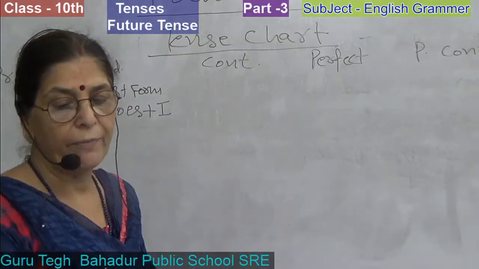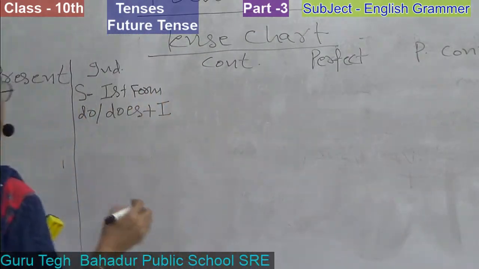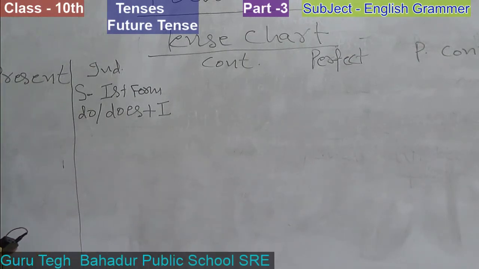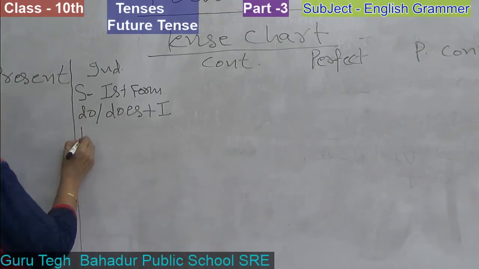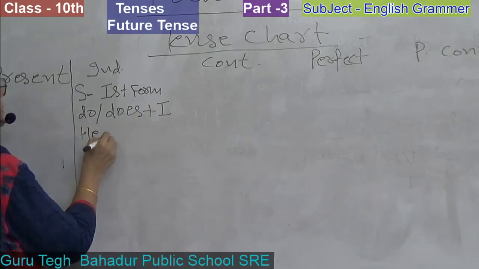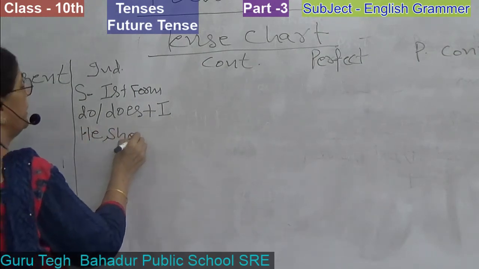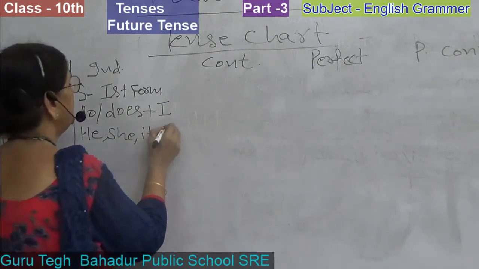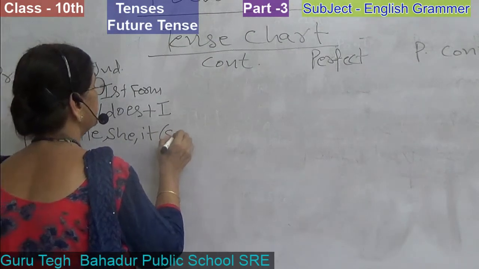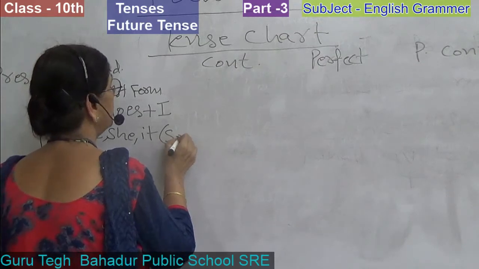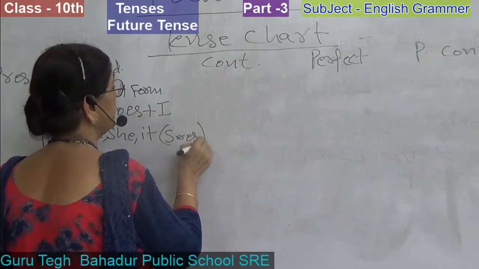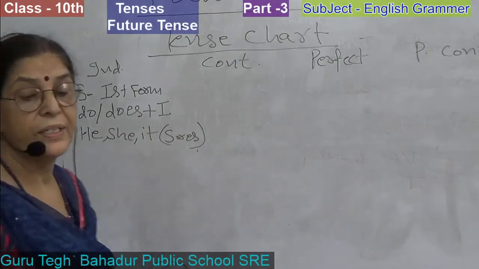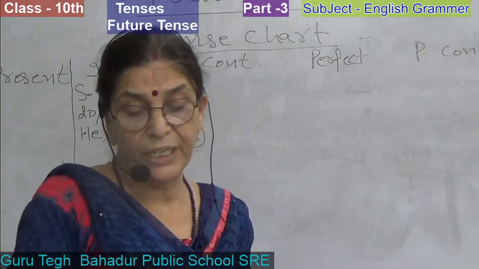Here one thing you have to keep in mind: third person singular number. Third person singular number, they are he, she and it. They take S or ES. This is the exemption here.